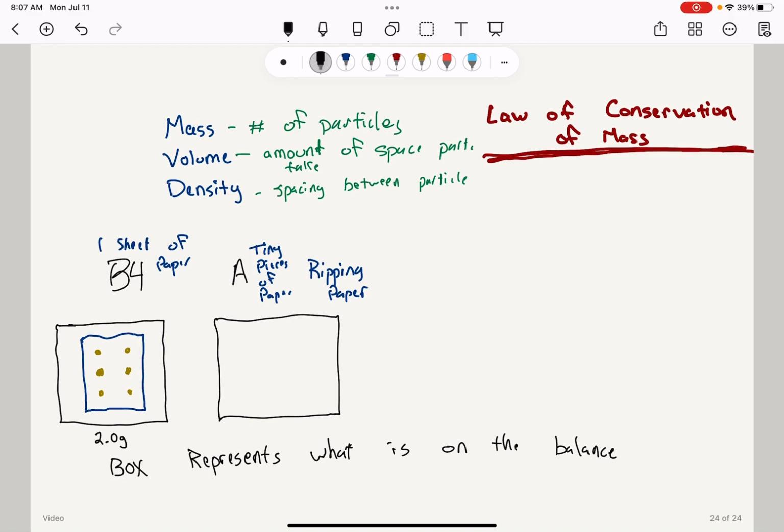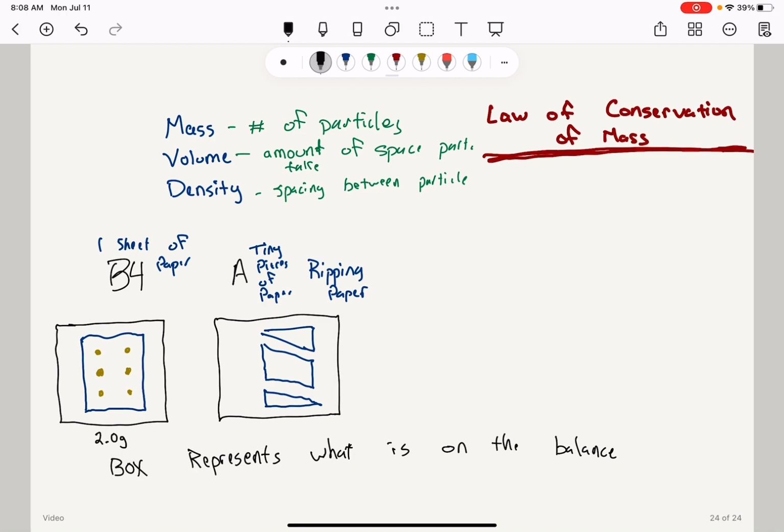What's going to be after I rip it up, and then I put all those pieces, let's say I rip it up something like this. There we go. So I've ripped up the piece of paper like that. What is the balance going to read?